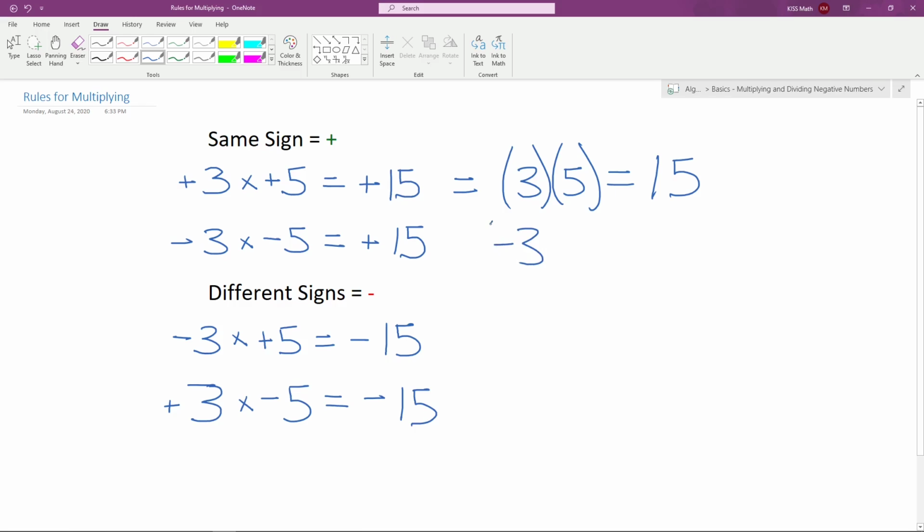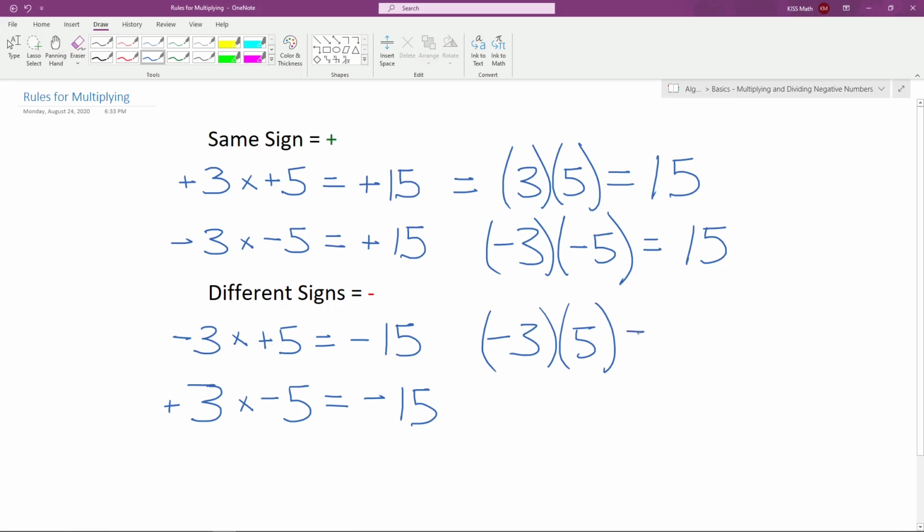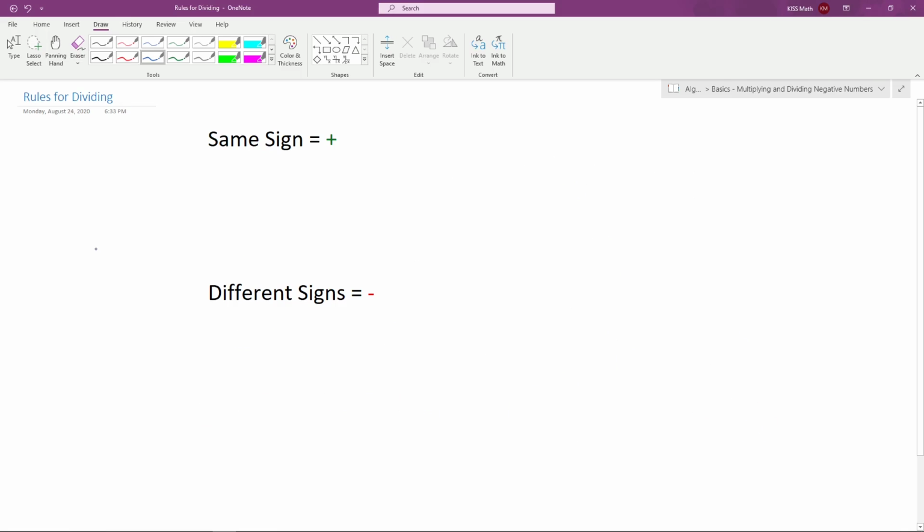So this would be negative 3 times a negative 5 equals a positive 15. This would be negative 3 times a positive 5 equals negative 15. And this last one would be positive 3 times a negative 5 equals negative 15. The same rules apply for division.